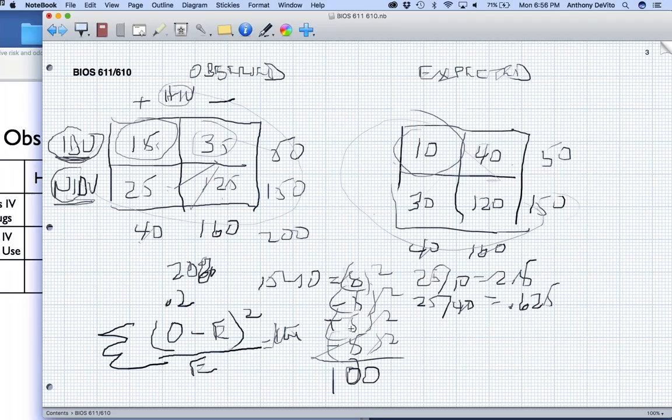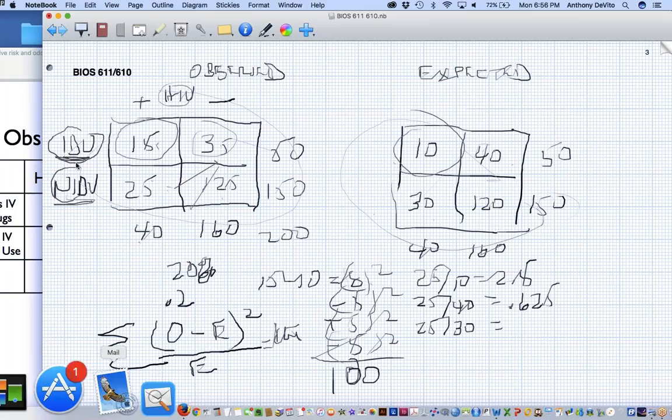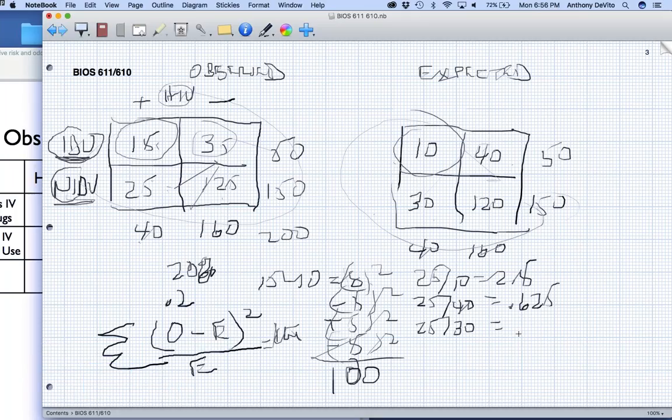And 25 minus 30 is squared, it's 25 divided by 30, my expected value, and that's going to be equal to, help me out here, somebody. How much? Anybody got a calculator? I'll do it myself. 25 divided by 30? Yeah. 0.83. Okay, 0.83.